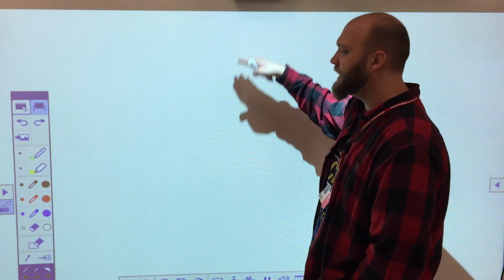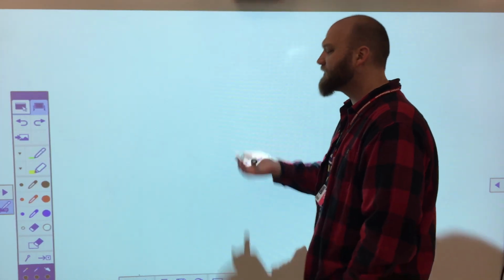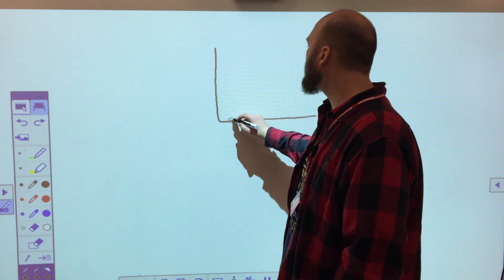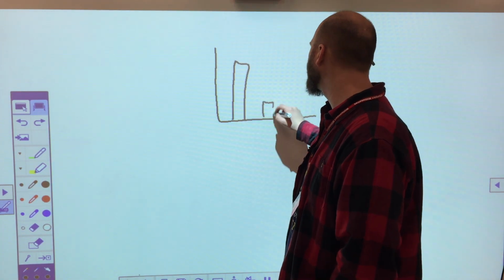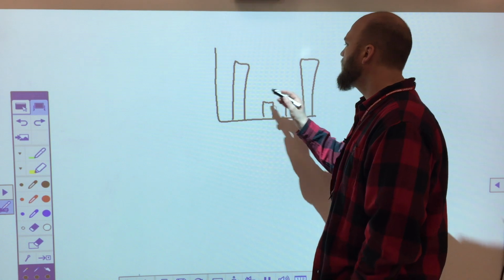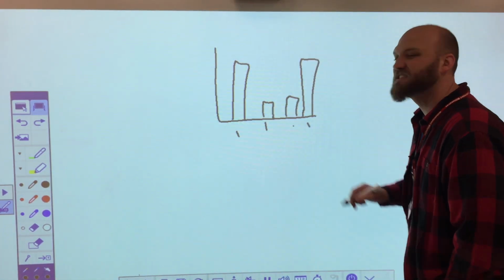We want to see how big the bars are. The bigger the bar, the more data. It's a specific amount that we can measure. So if I'm looking at a bar graph, I might see something like this, right? And each of these bars is separated, and each of them means something specific.